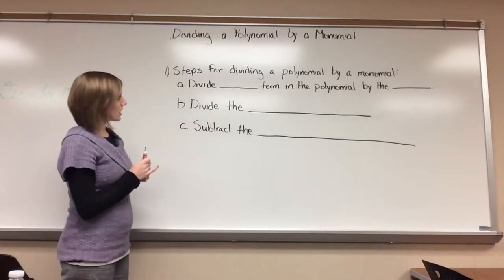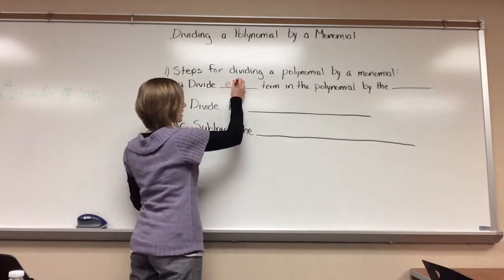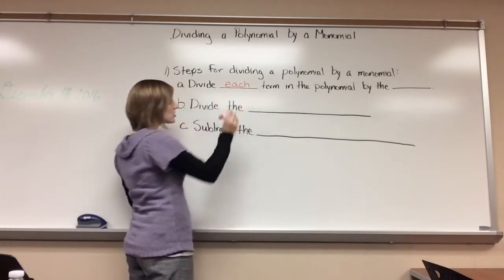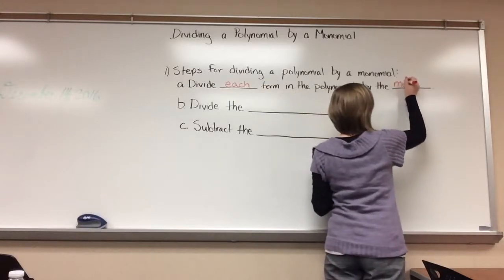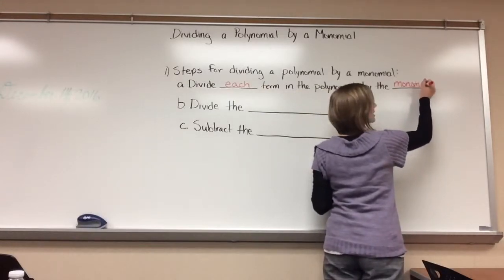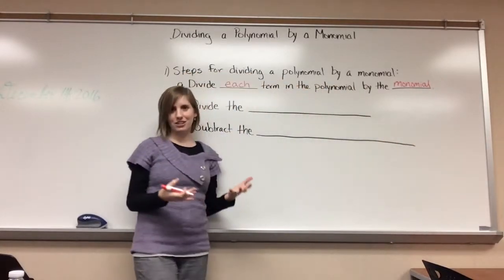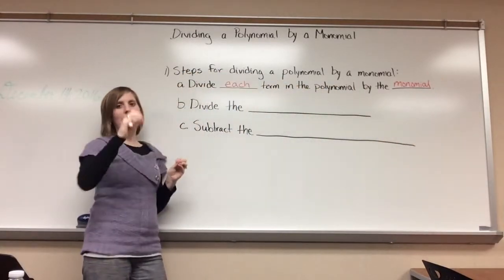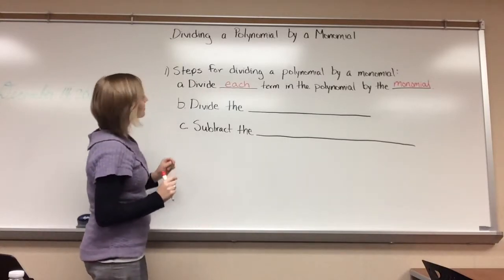So for division, we want to divide each term, that's our first step. We're going to divide each term in the polynomial by the monomial. It's very similar to the distributive property, just with division, not multiplication, okay? So each one has to be divided, all right? Make sure you don't leave any of those out.